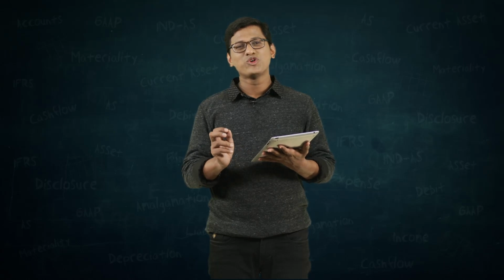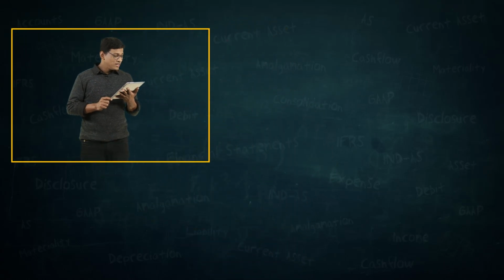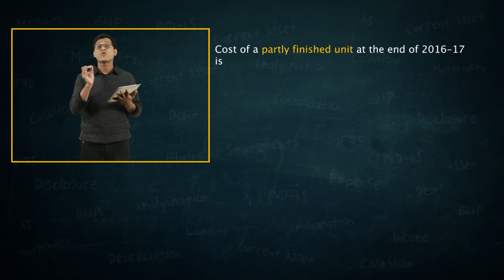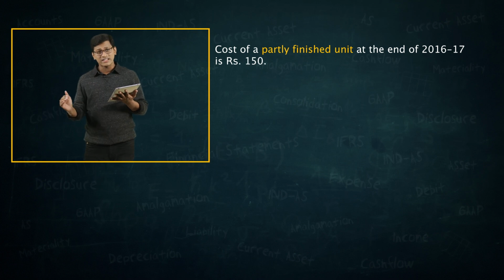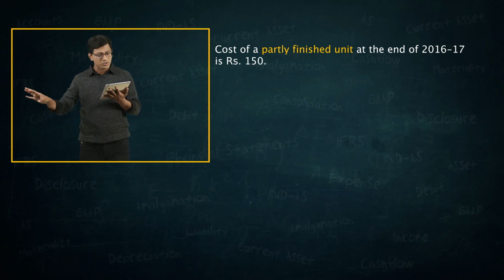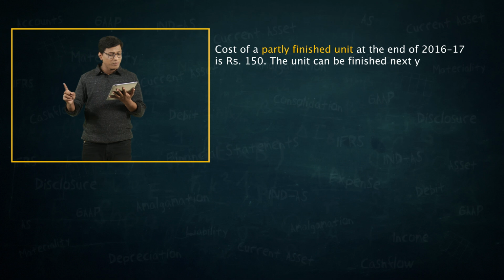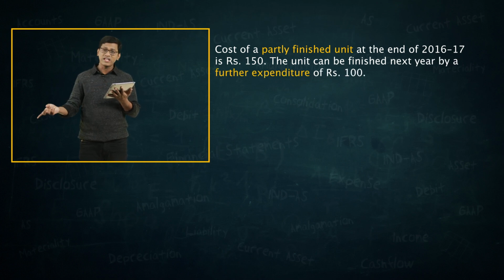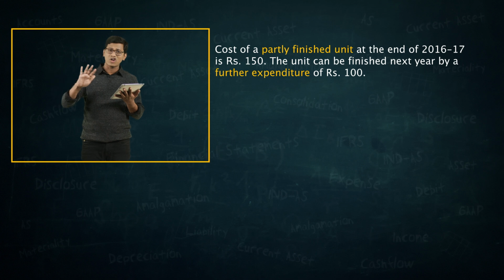Let's now look at a few problems relating to accounting standard 2. Cost of a partly finished unit at the end of 2016-17 is rupees 150. So till now we incurred 150 rupees on that partly finished unit. The unit can be finished next year by a further expenditure of rupees 100. Okay, so 250 is the total expenditure on that product. 150 already incurred plus 100 we are yet to incur.